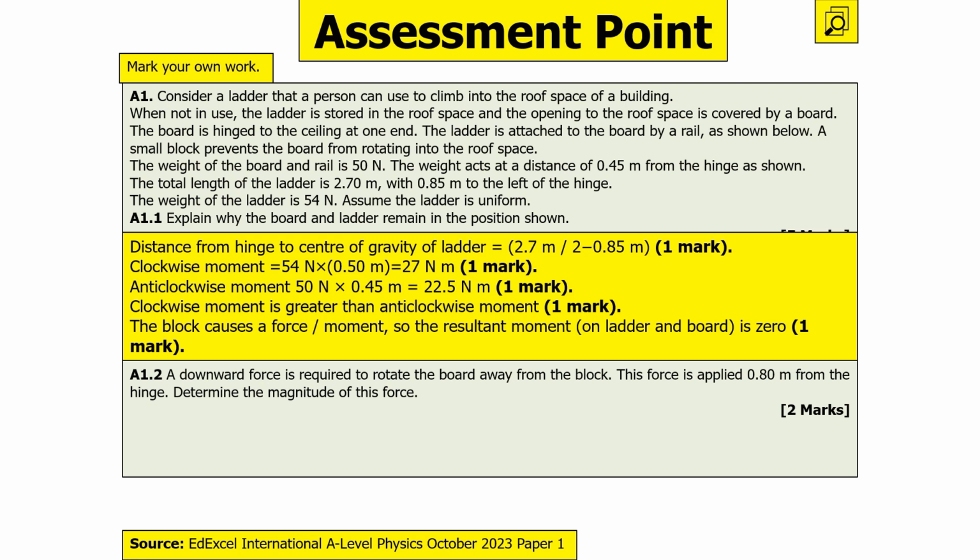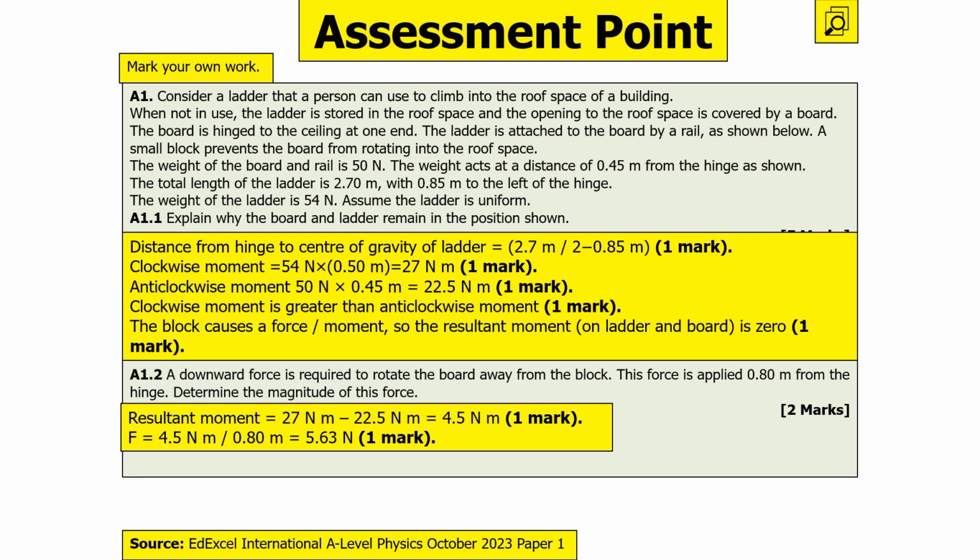So how can you work it through? If you work out overall your resultant moment, you get it to be 4.5 newton meters. So therefore, what force is required from this block? Well, we know that moment is force times distance, so we've got our overall moment needed to make sure it equals 0 to be 4.5 divided by your distance of 0.80 meters, so we get 5.63 newtons.